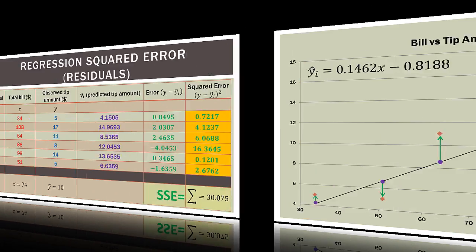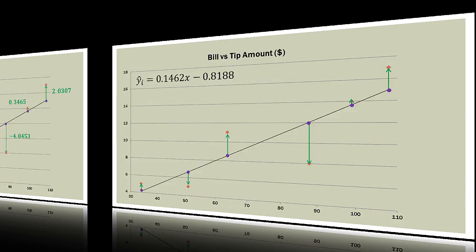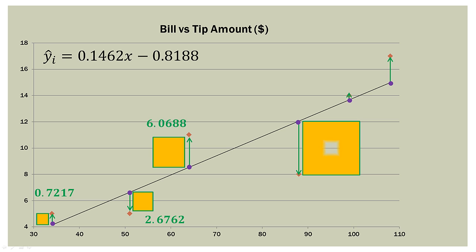30.075. So on our graph, we take each residual, and then we square it, just like this. So we take the residual and square it. So these are areas we have here. And then, just like we did before, we go ahead and add those up.